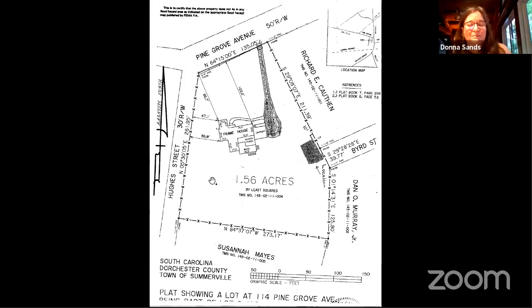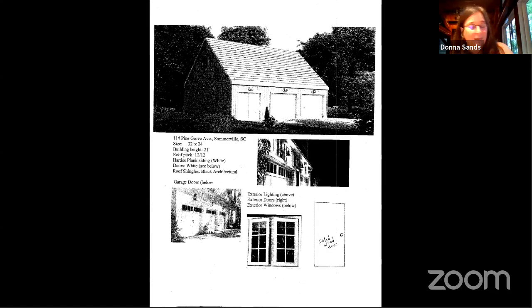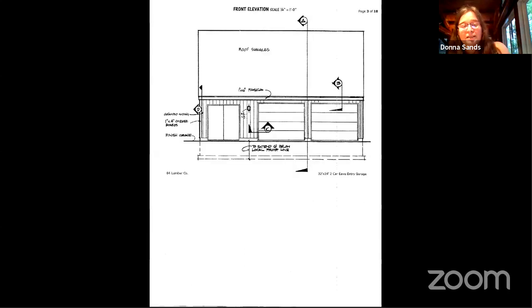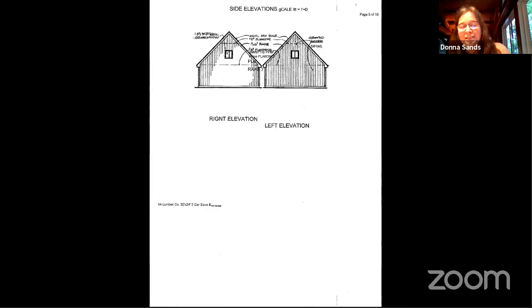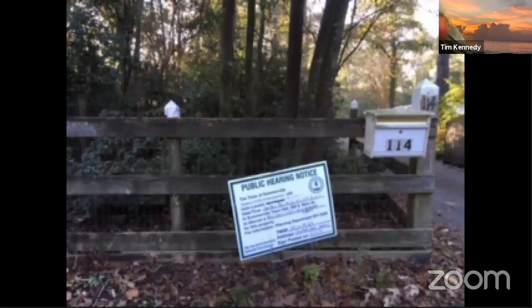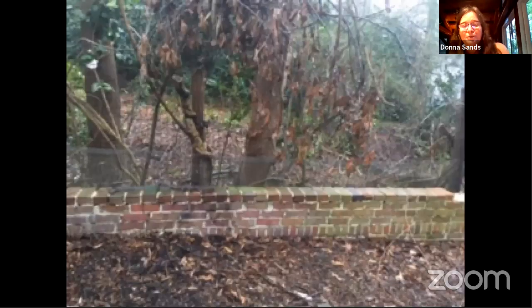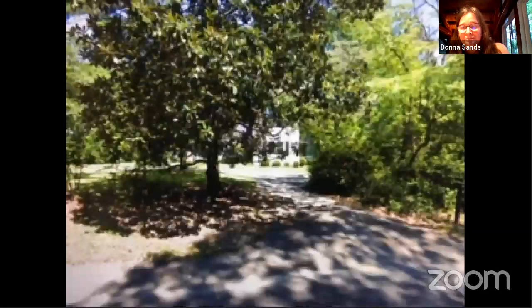We're proposing to build a garage that is 32 feet by 24 feet, building height of 21 feet. It's to replace an old shed that was in the same general vicinity. The shed has already been torn down. It was damaged in this last little hurricane event we had. So we're now in the process of asking for the board's approval.